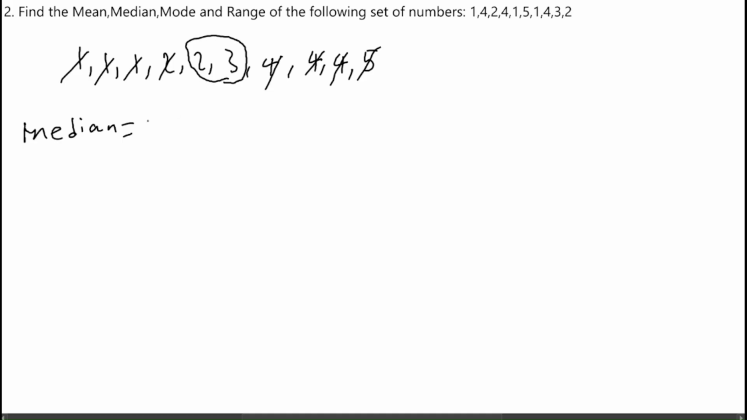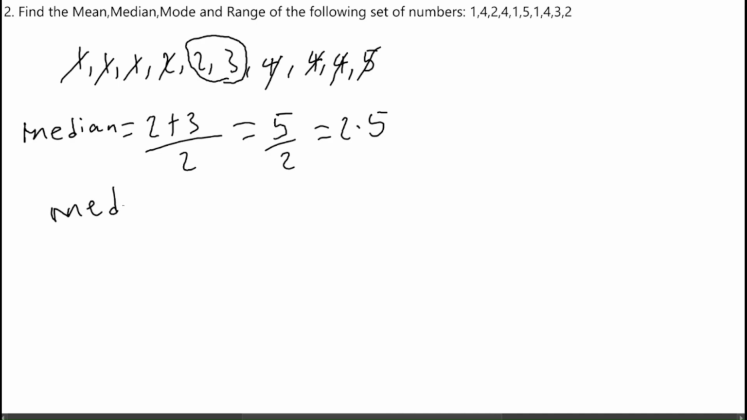To find the median, we are going to add the two datas together and take the average. That is, divide it by 2. It is gonna be 5 divided by 2. 5 divided by 2 will give you 2.5. So the median is 2.5.